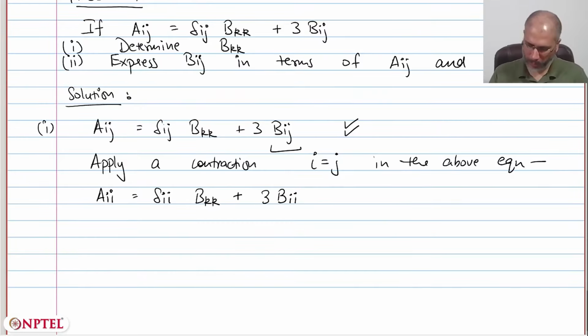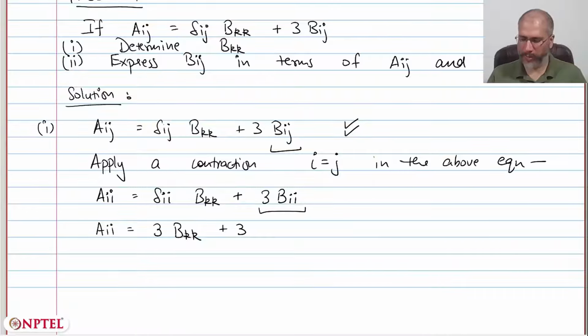So what have we got? Let's simplify this. So we have aii. Now what is delta ii? That's delta 11 plus delta 22 plus delta 33. So that's 3 times bkk plus 3 times bii. Now in this term 3 times bii, i is a repeated index. So I can very well call it 3 times bkk. That's completely allowed because it's just a repeated index.